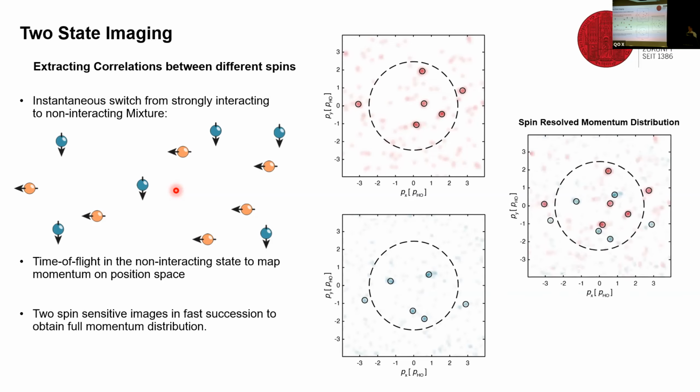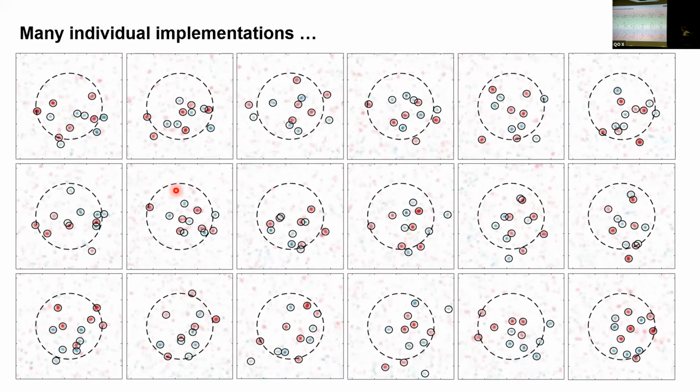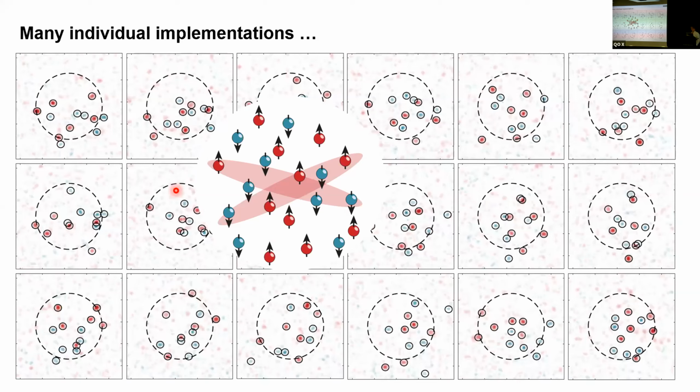Okay, and we can combine these 2 images to 1, and now we have a completely spin-resolved momentum distribution of in total 12 particles. That's what you see there. And now the question is, what can we do from this? Do you see any structure in this? We can look more carefully, and we can look at many shots. What we would like to maybe see is that some pairs occur.